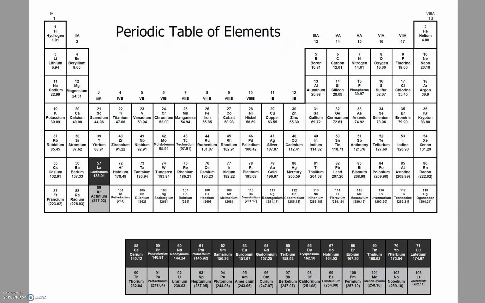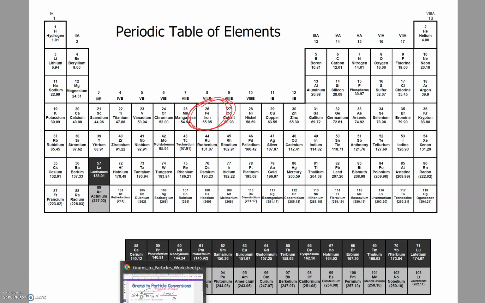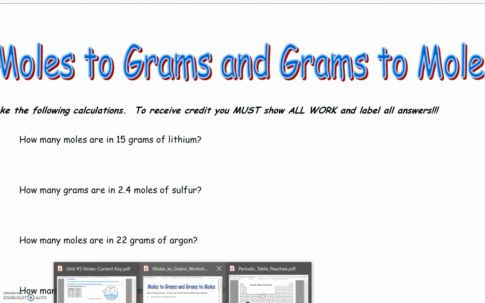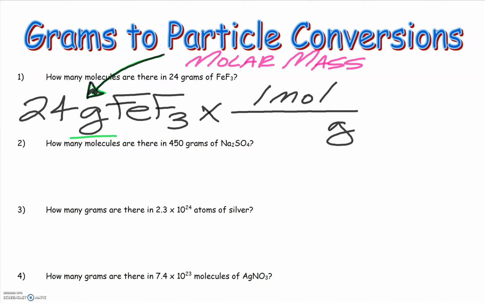and I've got iron right here, 55.85. And then if we go back, you're going to see we also have fluorine, 3 of those. And so we'll come over here, and that's going to be right there at 19. So I'm just getting that information from my periodic table. So we're going to come over here, and we're going to add up all those values.